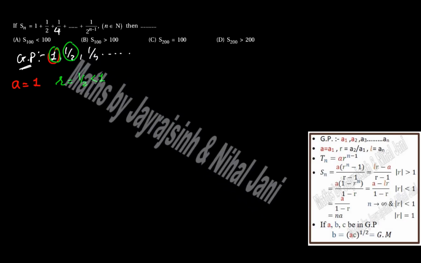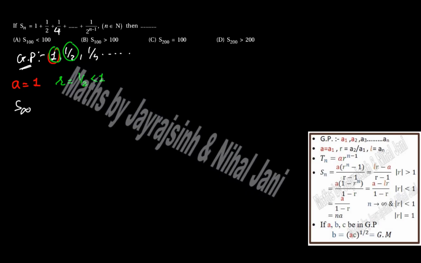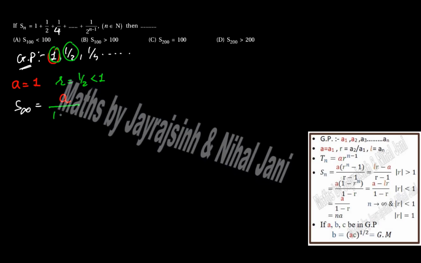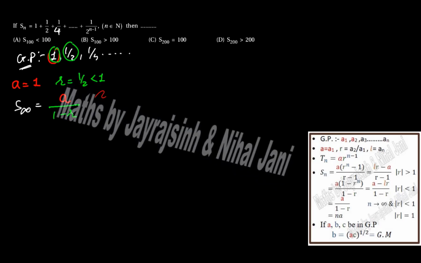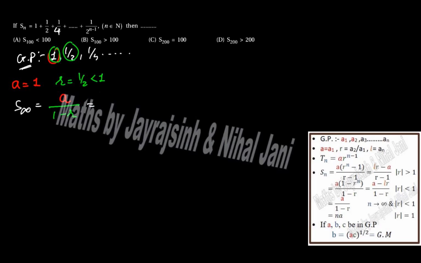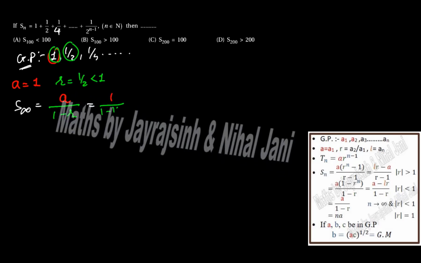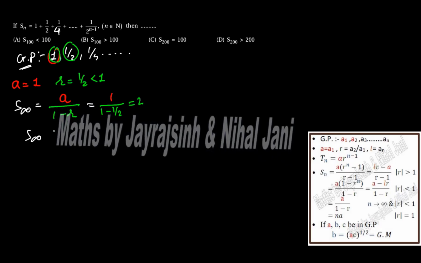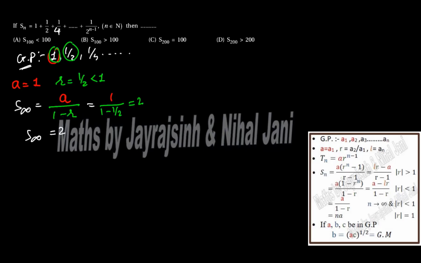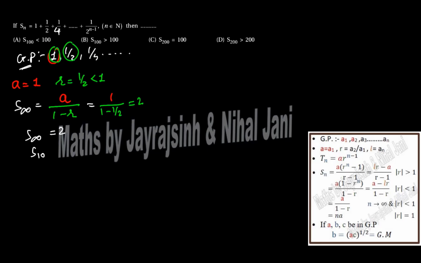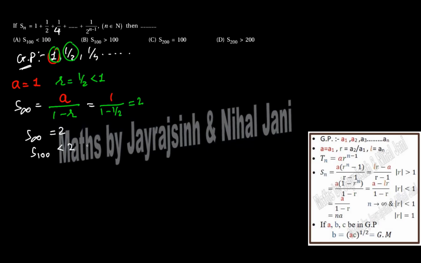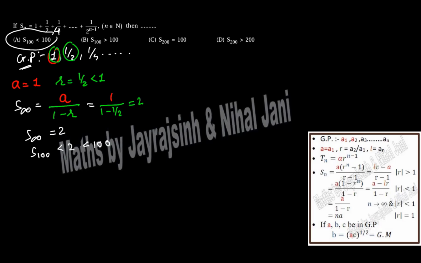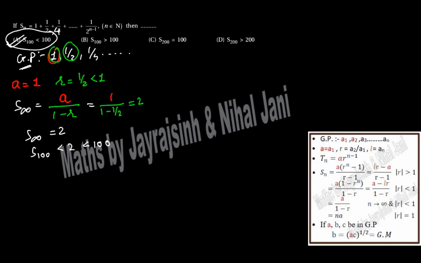Now when r is less than 1, we can say sum of infinite terms is equal to a upon 1 minus r. So if we substitute the values, we will get 1 upon 1 minus half, which gives us 2. So if sum of infinite terms will be 2, then we can say sum of 100 terms must be less than 2, which is also less than 100. So we can say option A is the correct option.